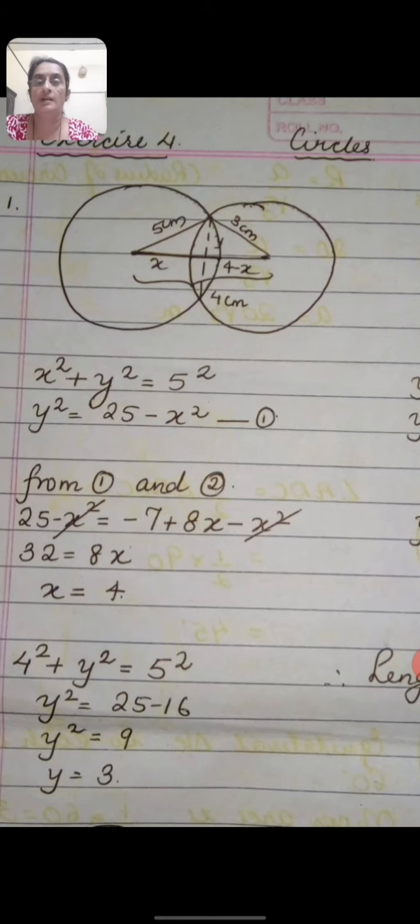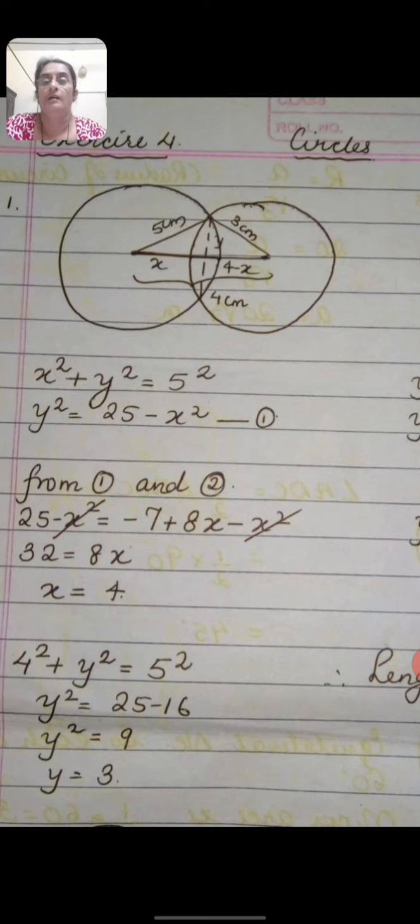Now you can see the figure, children. There are two circles, one with 5 cm radius and the other with 3 cm radius. On the right side it is 3 cm, and the left side circle is of 5 cm radius. The distance between the two centers is 4 cm, and you have to find the length of the common chord. The common chord is the dotted line which is drawn.